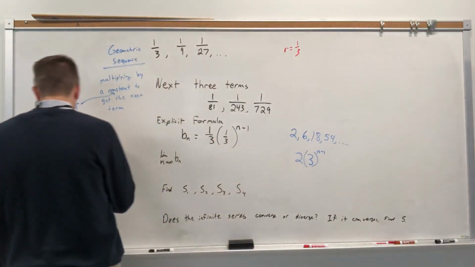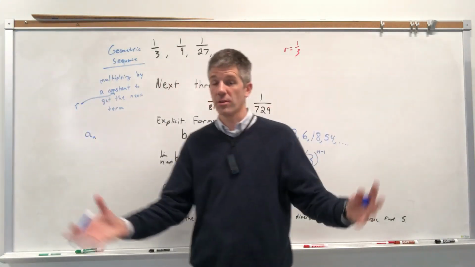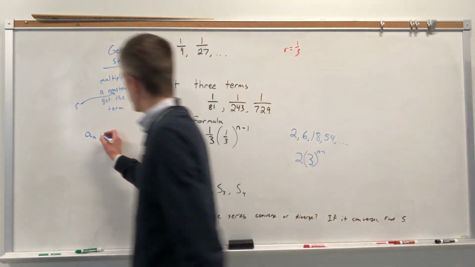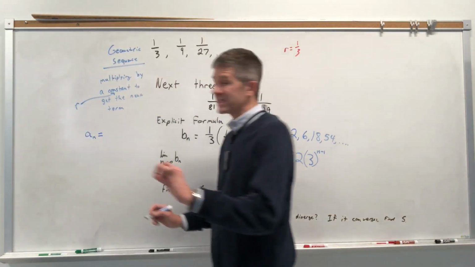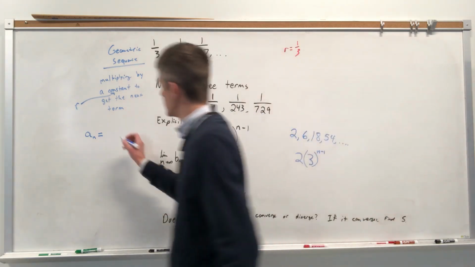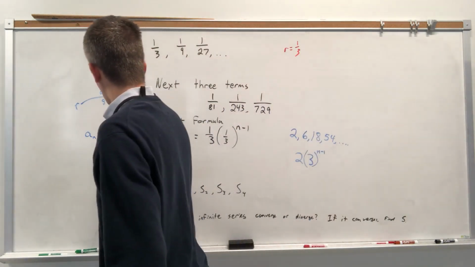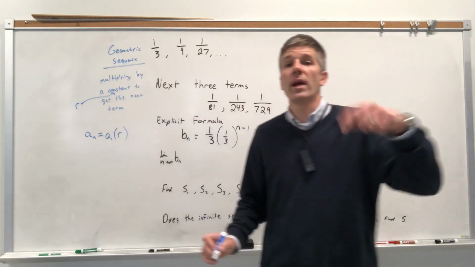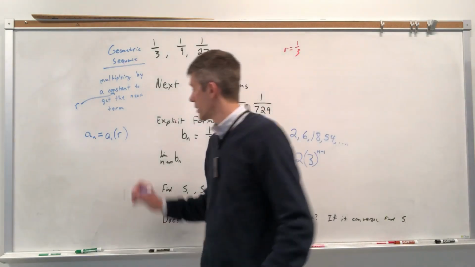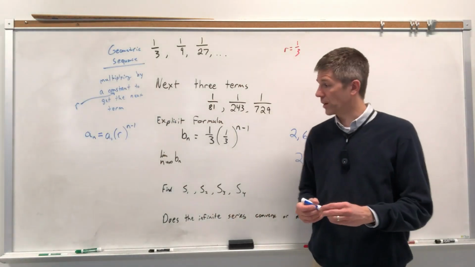All right, A sub n, why A? Because I felt like it, but this one's B. It doesn't matter. I'm giving you just the general formula, and the general formula can be A, it could be B. I'm just going to use A. The explicit formula for a geometric sequence is first term, A sub 1, multiplied by R, the common ratio, raised to whatever term I'm looking for, minus 1. So n minus 1. That is the explicit formula. That's going to come in very handy.